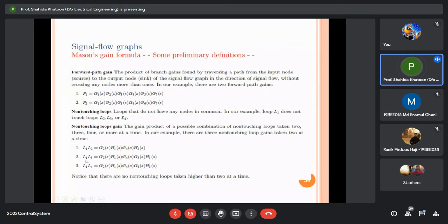Then L1 is not touching L3 also. So therefore G2, H1, G4, G5, H3. And L1 is also not touching L4. Therefore, G2, H1, G4, G6, H3. Since there are no more non-touching loops taken higher than 2 at a time, right? Because there are only 2 non-touching loops taken together. All right, you can note down this in your notebook.